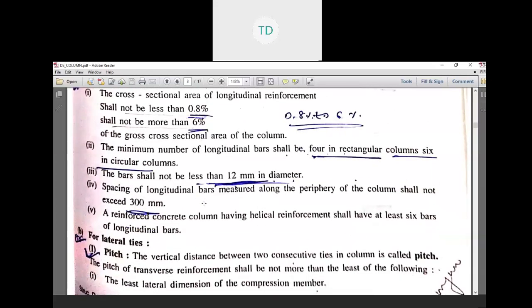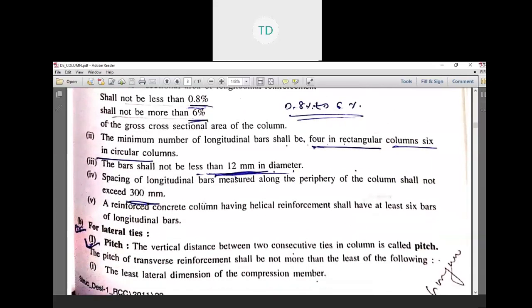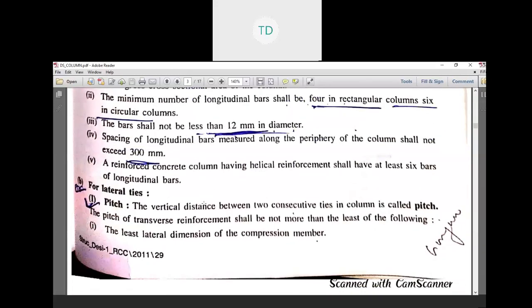Spacing of longitudinal bar, measured along the periphery of the column, shall not exceed 300 mm. A reinforced concrete column having helical reinforcement shall have at least 6 longitudinal bars. For lateral ties, pitch: the vertical distance between two consecutive ties in a column is called pitch.